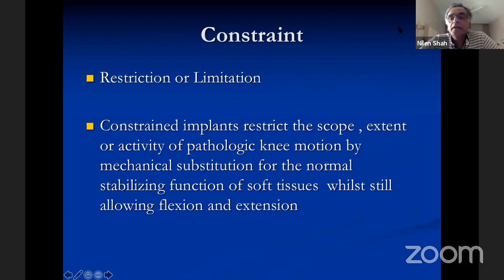So constraint, the word means a restriction or a limitation. So in the total knee context, when we use the word constraint, it means that this is going to restrict the scope, the extent, or the activity of pathologic knee motion by mechanical substitution for the normal stabilizing function of soft tissues while still allowing flexion and extension. That means either varus valgus will be limited, the flexion distraction force will be limited, but the flexion extension will still occur.